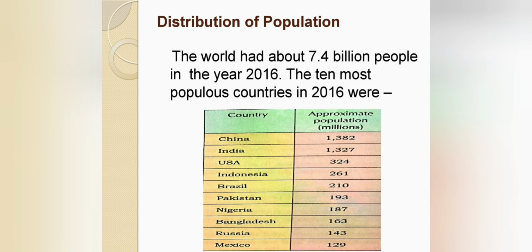And according to 2016, the 10 most populous countries are China, India, USA, Indonesia, Brazil, Pakistan, Nigeria, Bangladesh, Russia and Mexico. Here you can see the population comparison of these countries of the world.